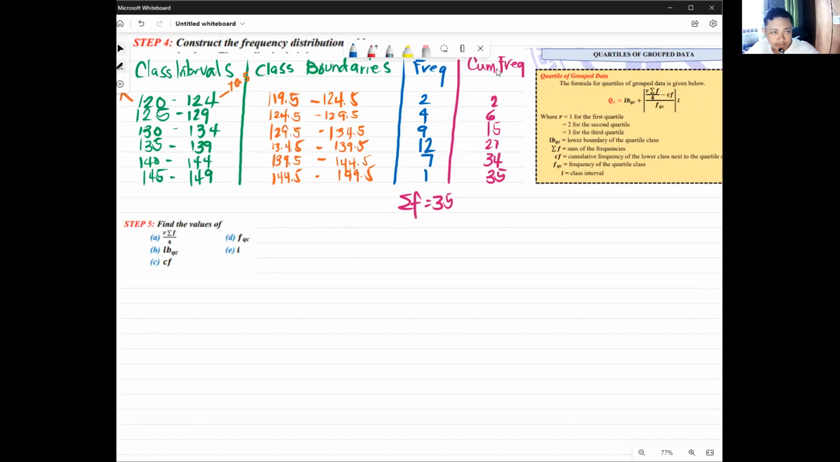Okay, let's now continue. So we have here, this is just actually easy. A, we have R is equal to 1 kasi first quartile yung gagamitin natin. So 1 times the summation of the frequency is this. Summation of the frequency is 35 over 4. Oh, 35 divided by 4. What's the answer? 35 divided by 4. Type the answer in the chat box, please.